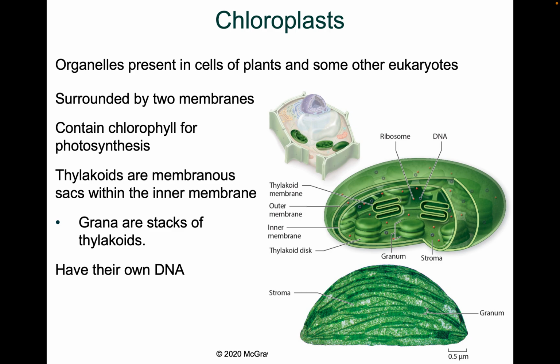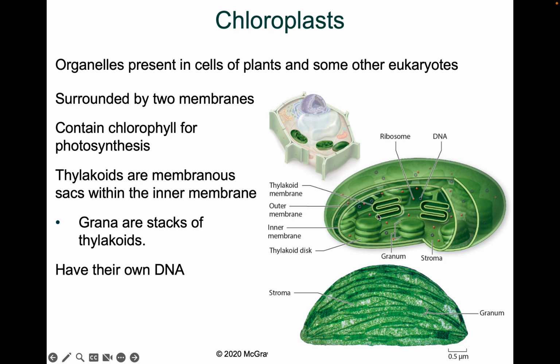Chloroplasts are mostly found in plants and some other eukaryotes, but mostly in plants. And these guys are much bigger than the mitochondria, actually more complex than the mitochondria. These guys are very involved in transforming light into energy. So they're bigger than the mitochondria, but they have very similar kind of structures in that they are actually made of two membranes, again, an outer membrane and an inner membrane, as shown basically here.